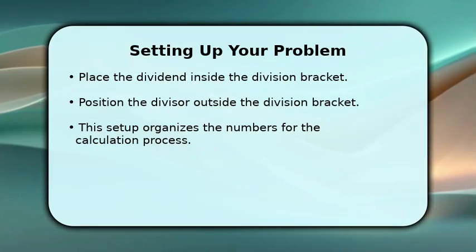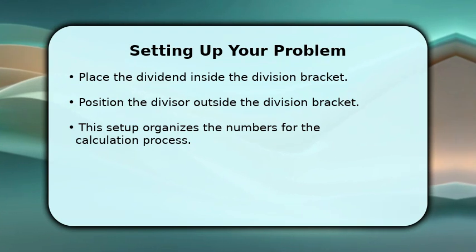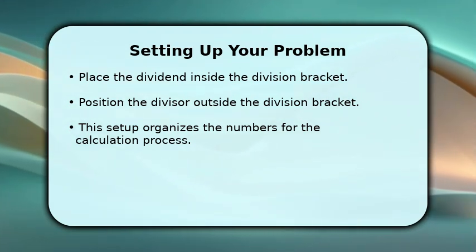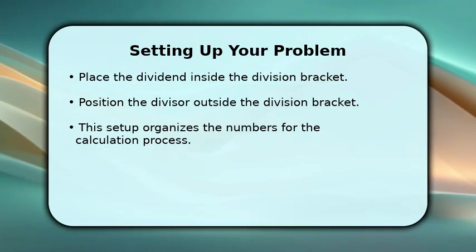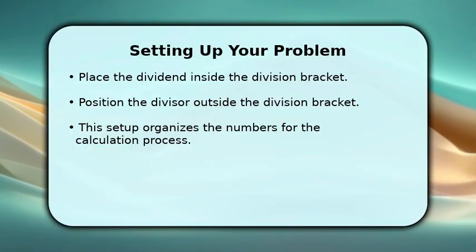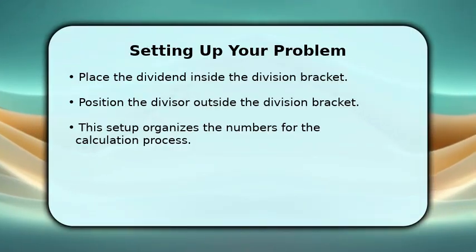First, let's set up your long division problem correctly. You'll place the number being divided, known as the dividend, inside the long division bracket. The number you are dividing by, called the divisor, goes outside to the left of the bracket. This clear arrangement is crucial for organizing your numbers and starting the calculation process smoothly.